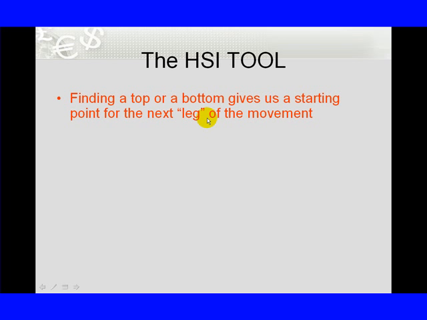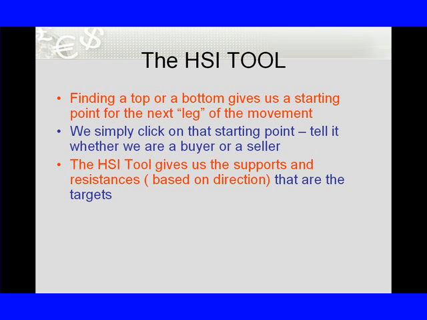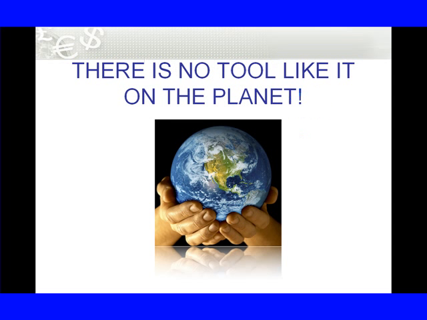Now, the HSI tool is a tool that we use to find a top or a bottom, giving us a starting point for the next leg of the movement. We simply click on the starting point, tell it whether we're a buyer or a seller, and the HSI tool gives us the supports and resistances based on that direction that are the targets. The HSI calculates the Fibonacci ratios and the historical supports and resistances instantly and shows us where the big boys' targets really are. There is no tool like it on the planet.